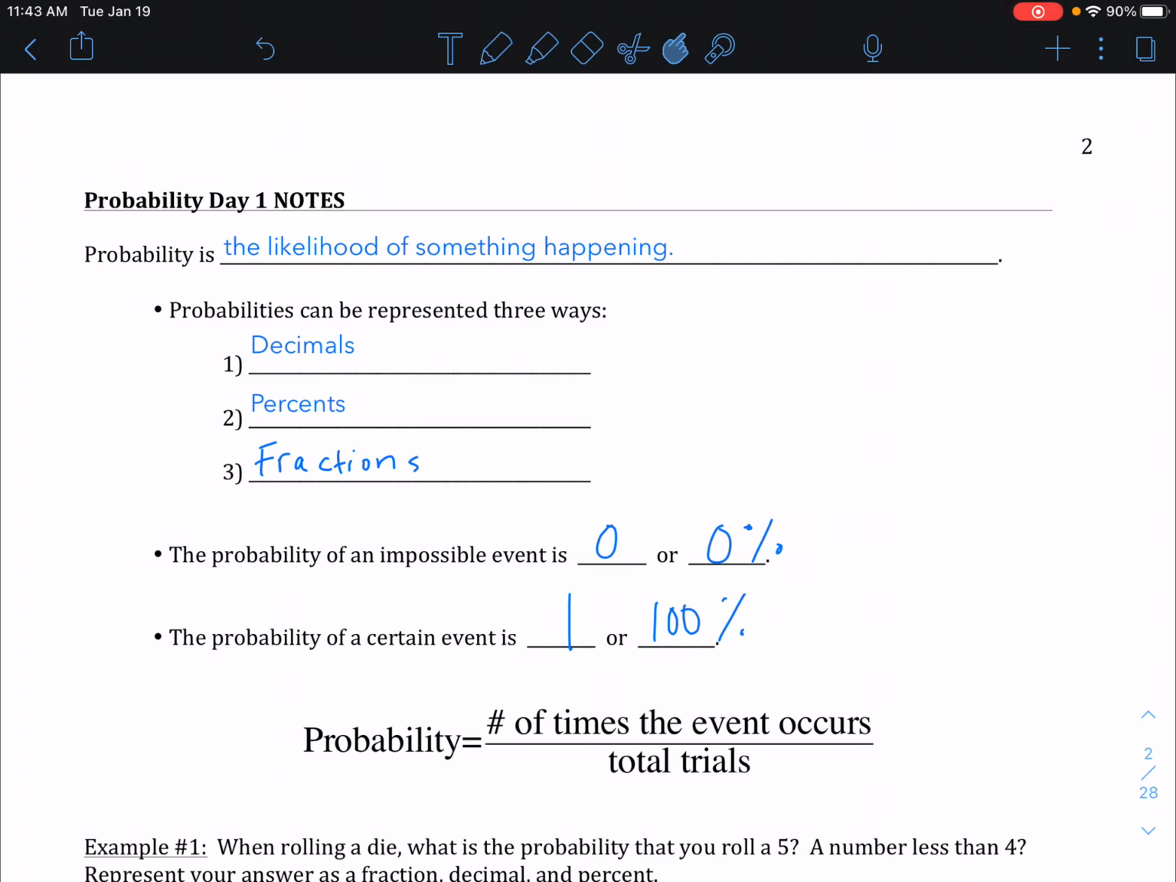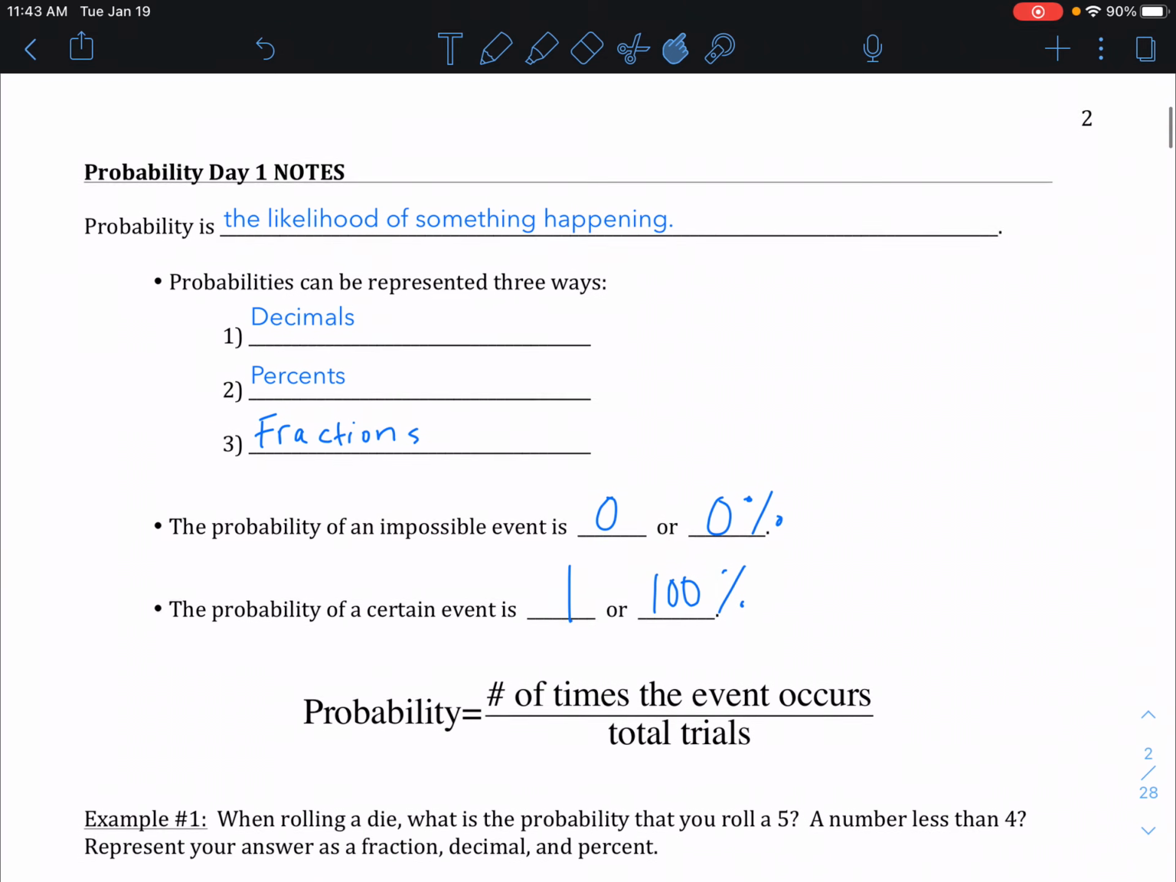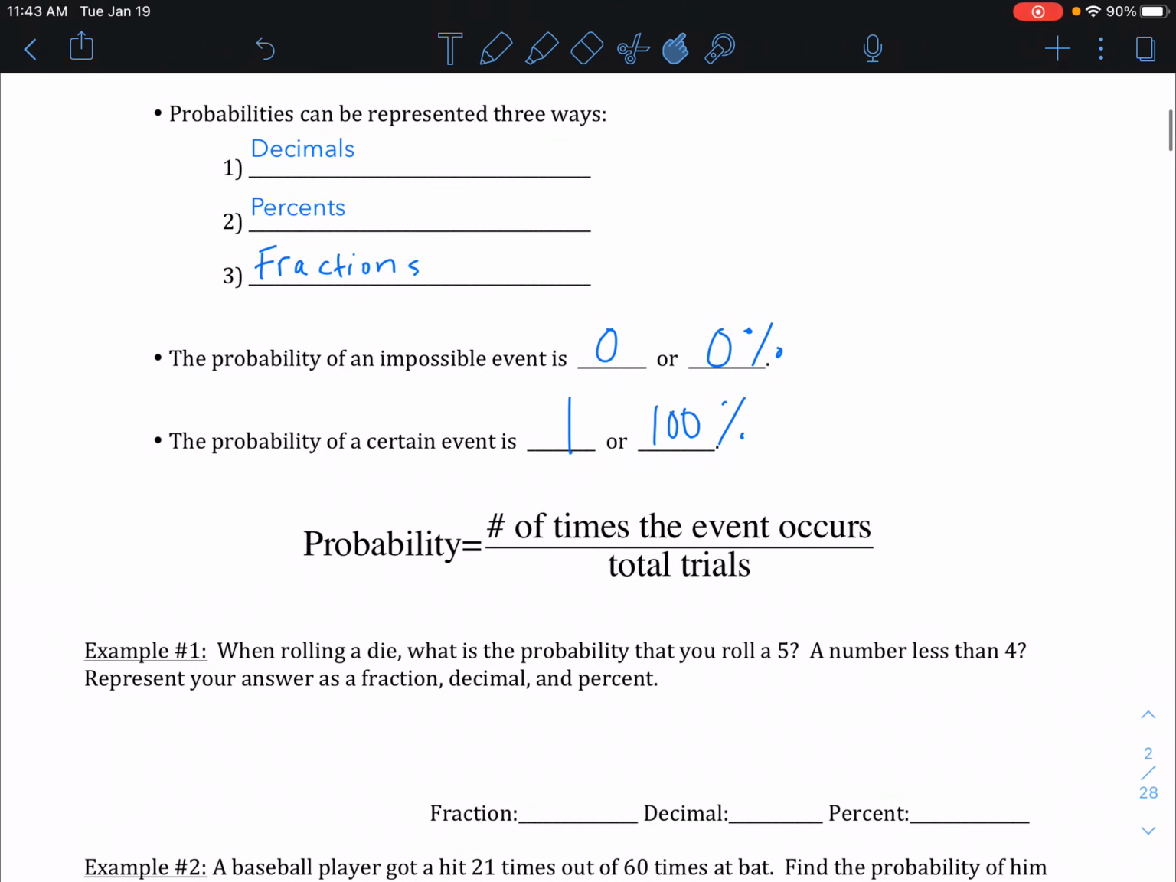All right, so probability is the likelihood of something happening. Probabilities can be represented in 3 different ways, either as decimals, percents, or as fractions. My personal preference is percents. It would be like, hey, my chance of coming here is about 50%, or my chance of going on vacation this year is about 80%.